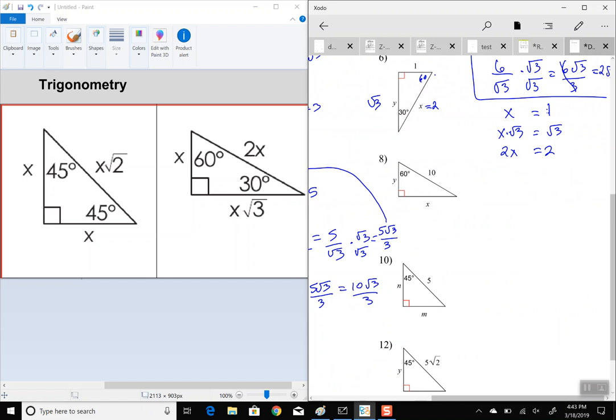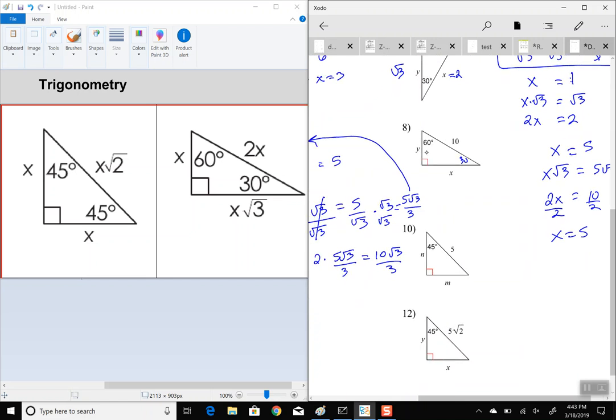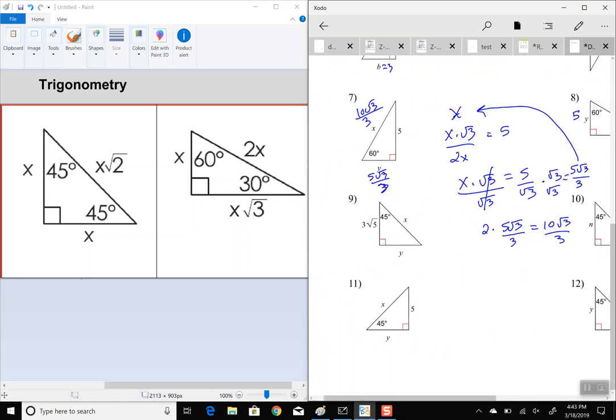And then the last one for the 30, 60, 90s, you have the hypotenuse. So this is one of our hypotenuse ones. So it goes x, x square root of 3, 2x. You know the hypotenuse is 10, so this 2x must have been 10. So if you divide both sides by 2, x is 5. So that's the smallest side. And then the middle one is 5 square root of 3. So the smallest is 5, that's y, and then 5 square root of 3. So those are all the 30, 60, 90 ones.